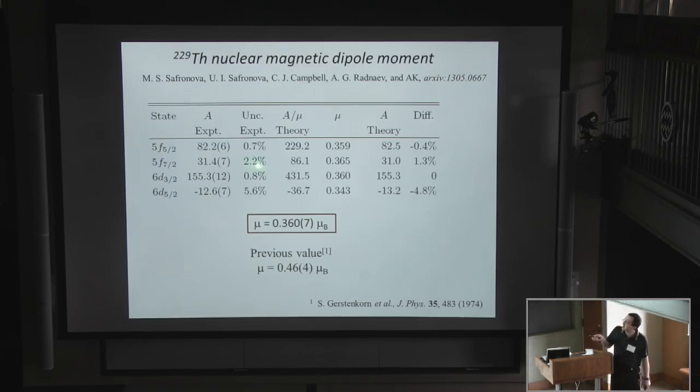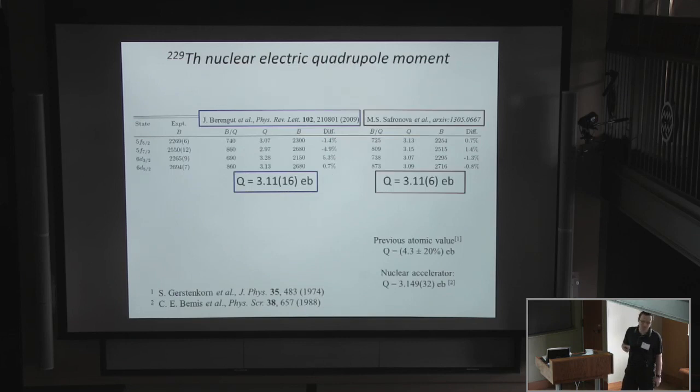And so by using Mariana's calculations of these ratios of A to mu, we were able to extract the magnetic dipole moment of the nucleus that had this value. So it's quite a bit lower than the previous value and more precise as well. Similarly, we used Mariana's calculations in here to extract the electric quadrupole moment of the thorium nucleus.